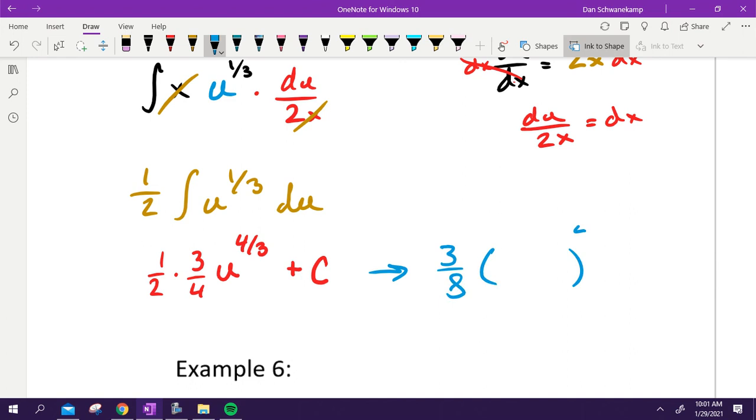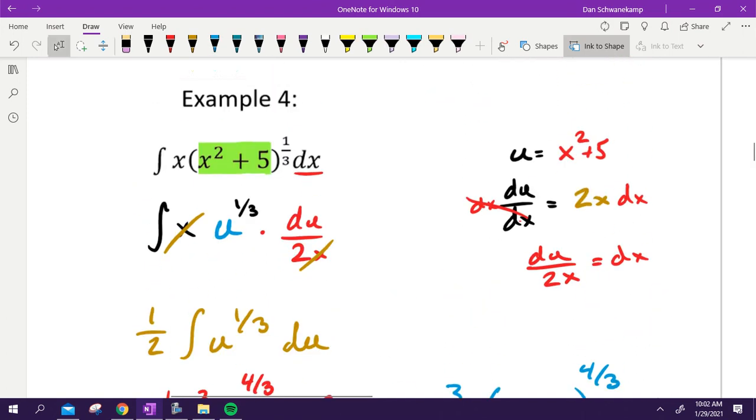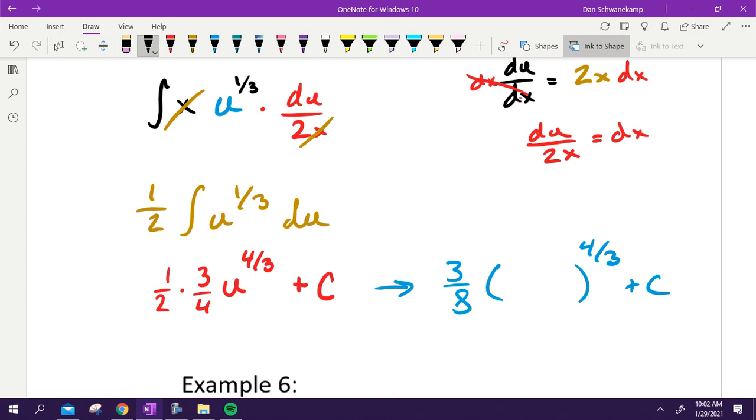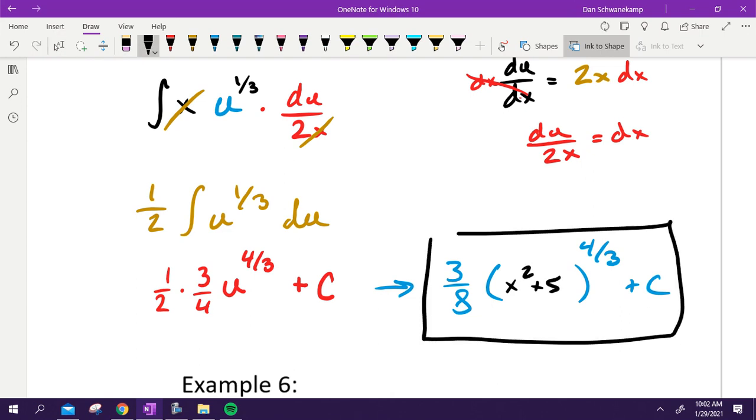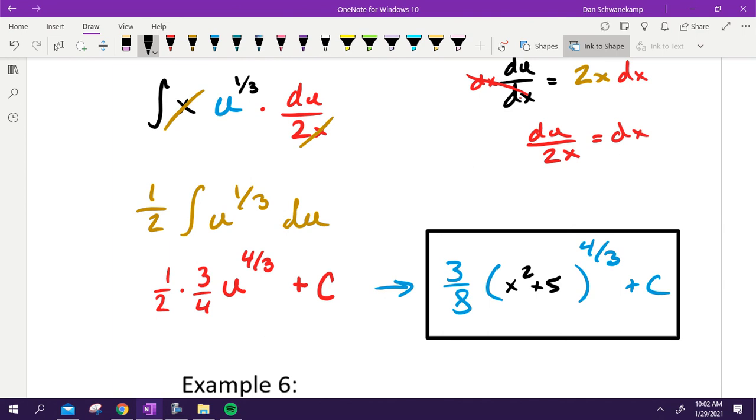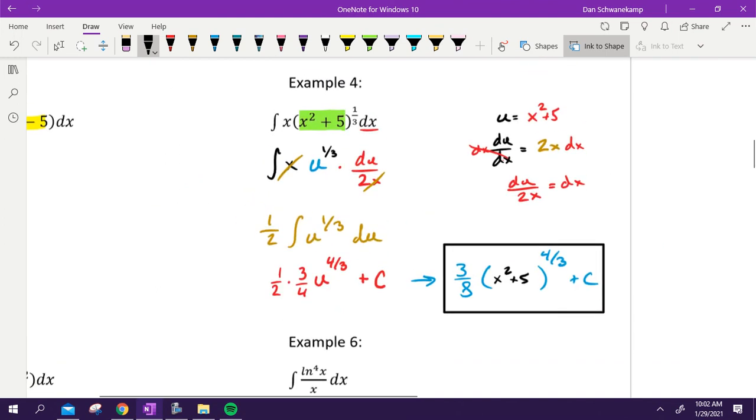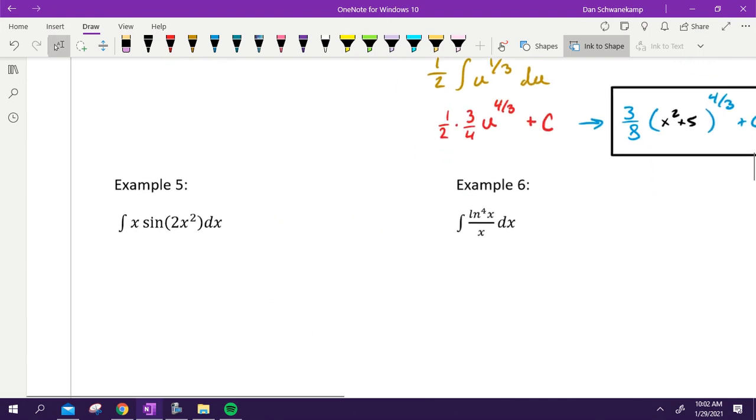I don't want there to be u. We're going to then substitute back in what u was. U is x squared plus 5. So then we can write that x squared plus 5 back on the inside. That right there is my answer. That is my integral, my antiderivative. Again, if you're not sure if you got the right answer, take the derivative of that, and it will get you what you started with. Questions through 4? Let's keep on right along.